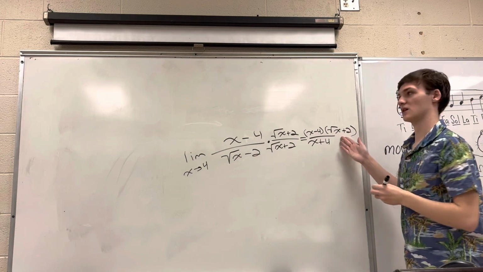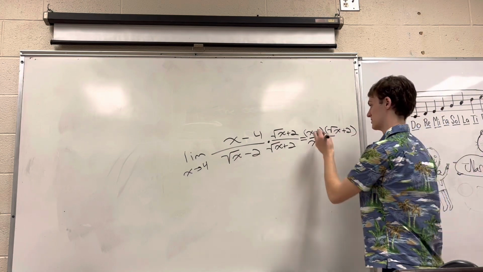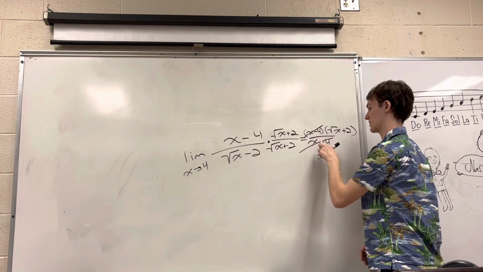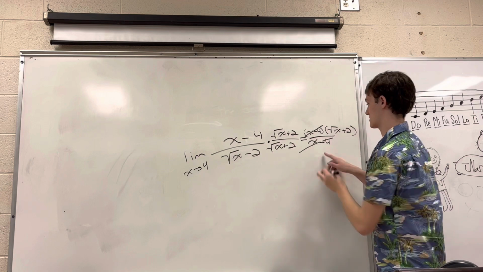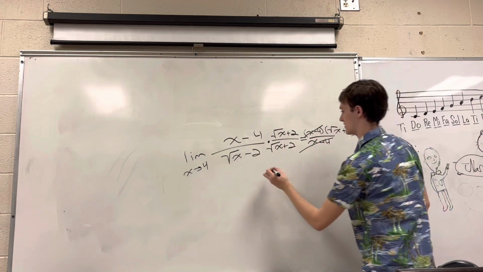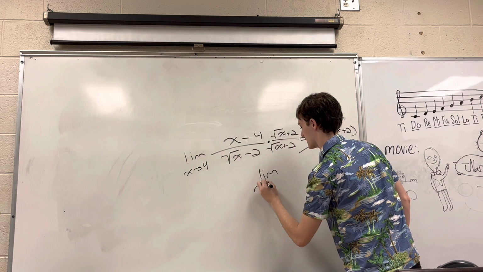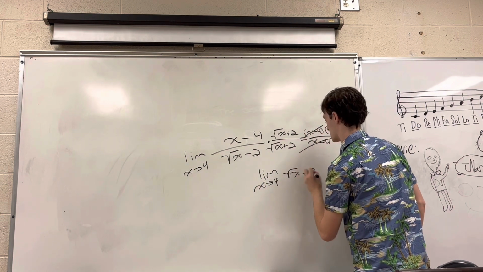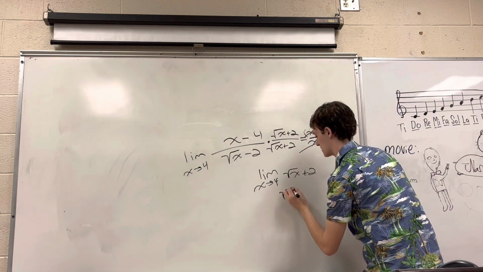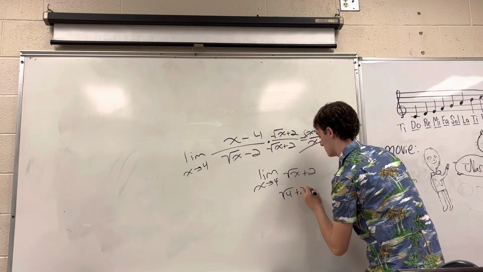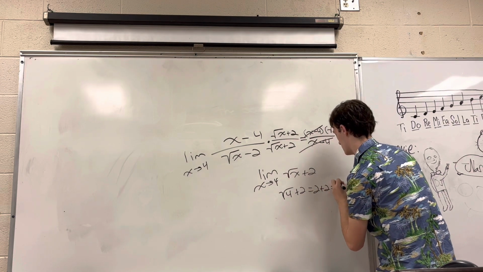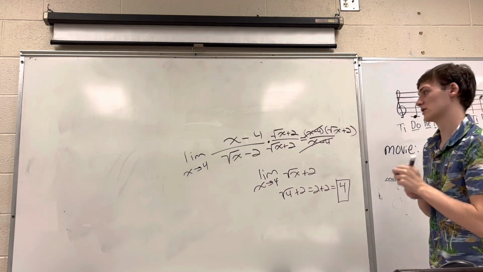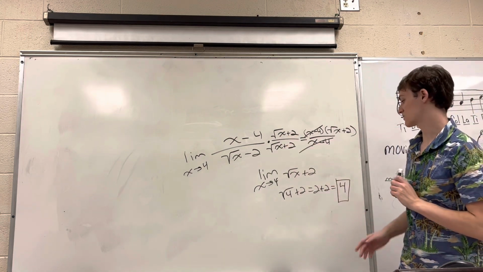And if we look at this, because the top is a product, we can simplify this function by canceling the top and the bottom because there's a common factor. This should be x minus 4. And so we're going to cancel those out, and we're going to be left with the limit as x approaches 4 of the square root of x plus 2. So if we solve this function, we're going to get the square root of 4 plus 2, which is equal to 2 plus 2, which is equal to 4. So therefore, the limit as x approaches 4 of x minus 4 over the square root of x minus 2 is 4.